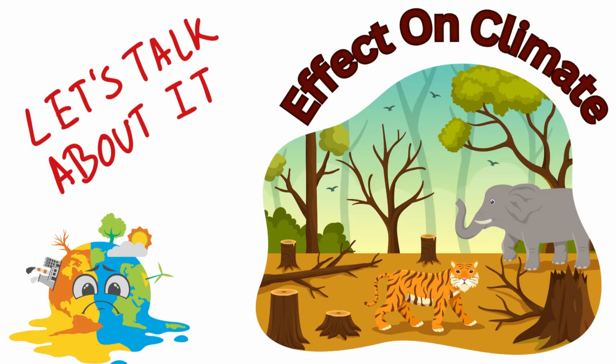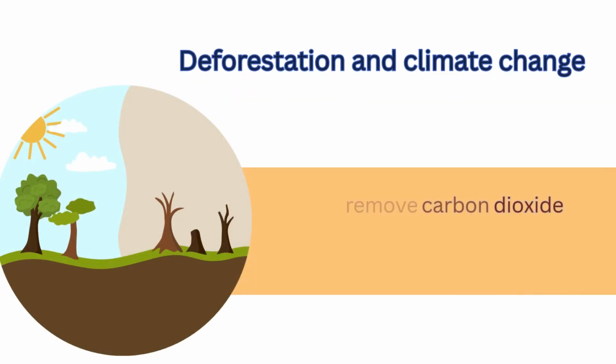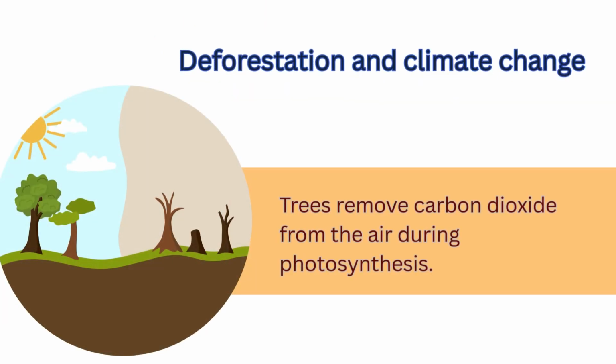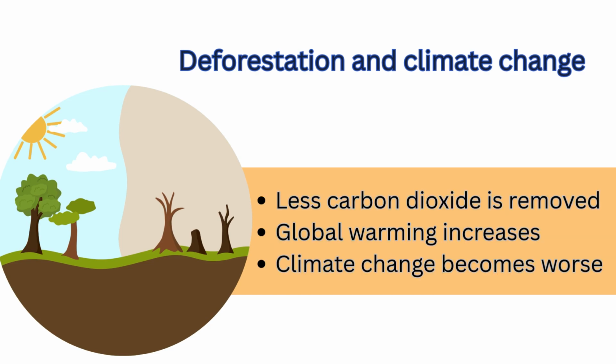Now let's see how deforestation affects the climate. Trees remove carbon dioxide from the air during photosynthesis. When trees are cut, less carbon dioxide is removed, global warming increases, and climate change becomes worse.